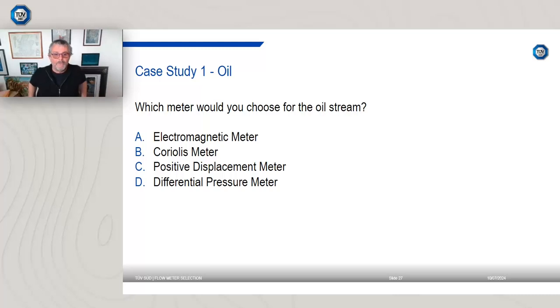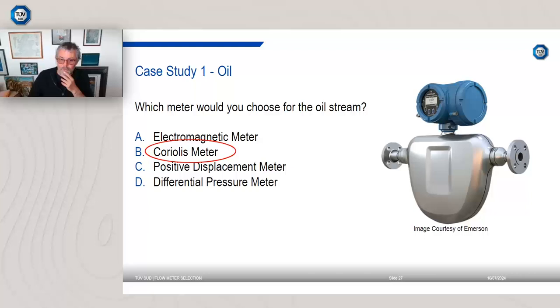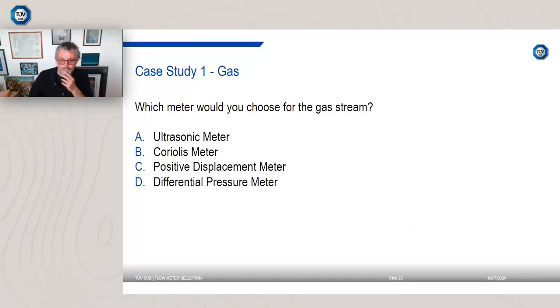Well, if I look at that, the PD meter I would never use because there's possibly a two-phase fluid, and I didn't explain how they work. Again, the DP meter, we don't have enough space. We've only got 5D. The fluid is unlikely to be conductive all the time, so I can't use an EMF. Kind of by a matter of elimination, I'm going to use a Coriolis for the oil.